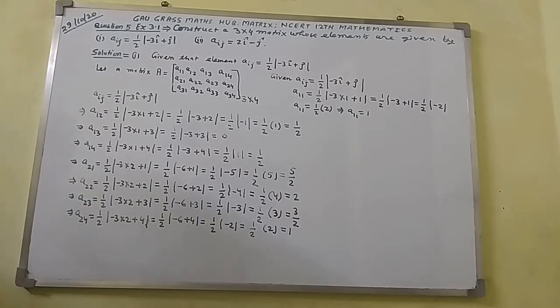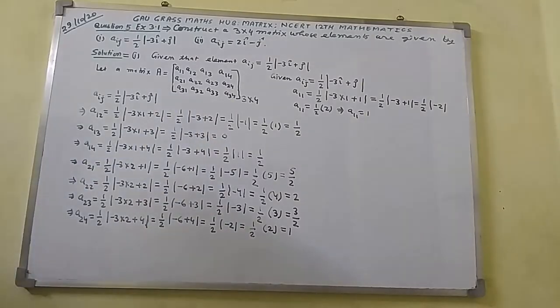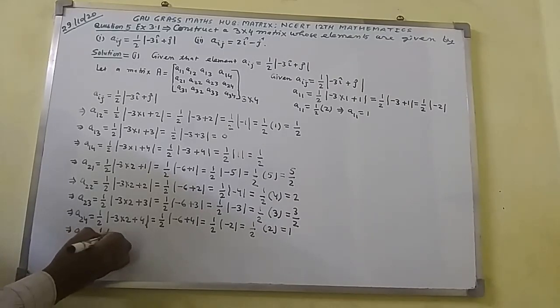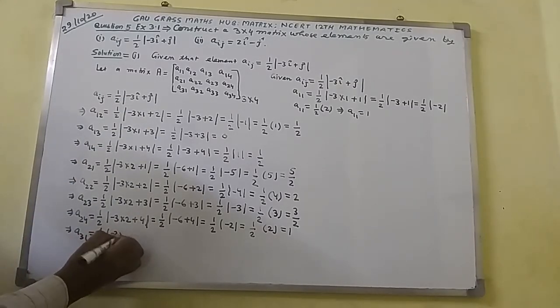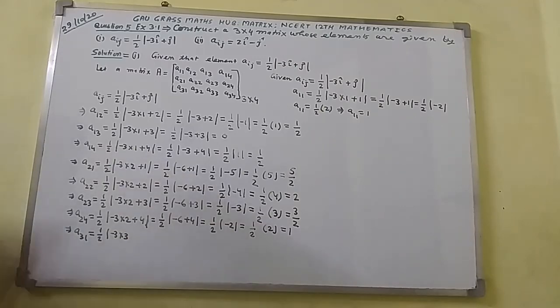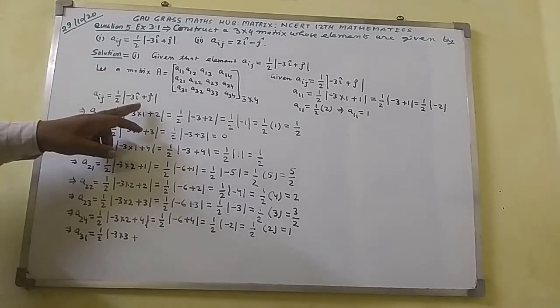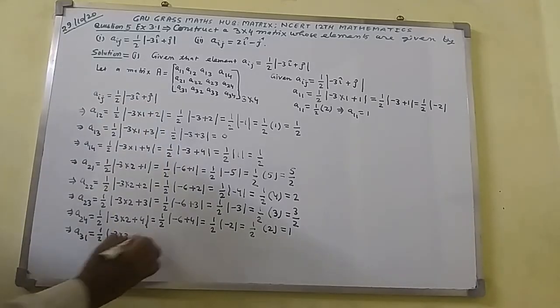Now come out to next. I shall get the value of A input 31. So here I shall write A input 31. We will get 1 over 2 mod, here minus 3 is there, so I shall write minus 3 into the value of i here, row position is 3, so write 3 plus the value of column position j, I shall take 1, write 1.